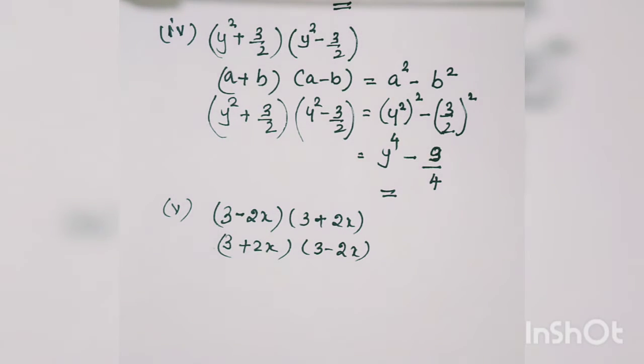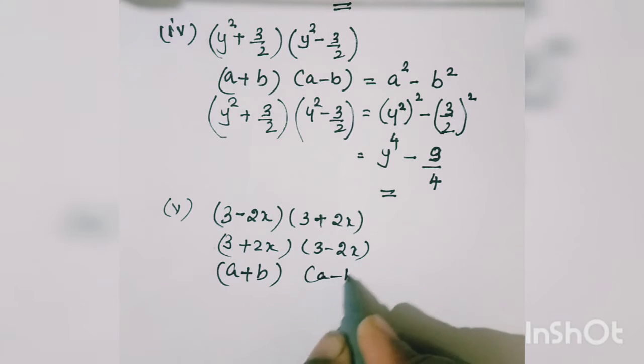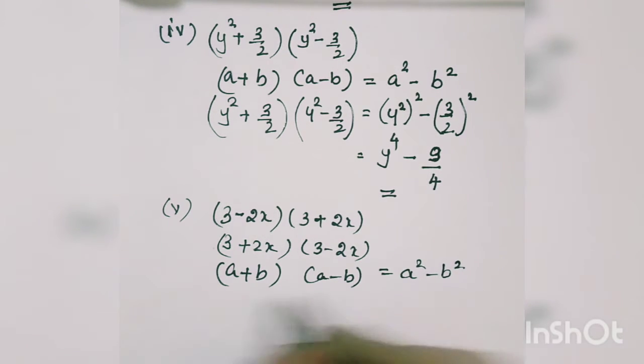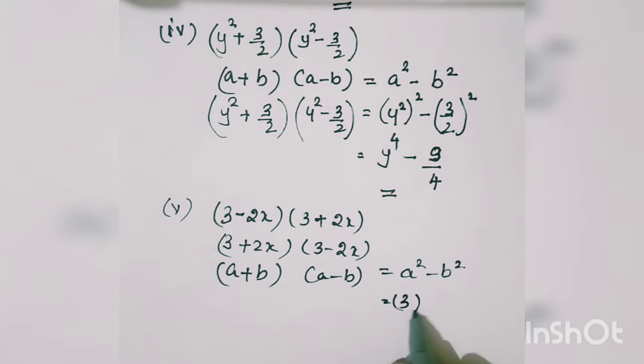Otherwise also you can do, not a problem. But the identity is in the form of a plus b into a minus b. So we are rearranging it. After writing this, you will come to know what is a. A is 3, so 3 whole square. What is b? 2x whole square.